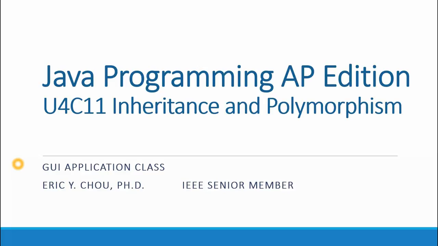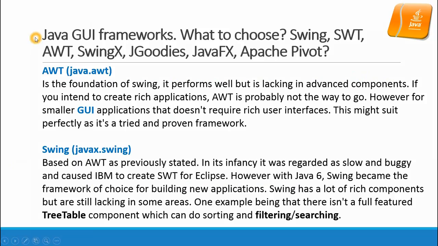In this lecture, I'm going to talk about how to design GUI application classes. First, I'd like to discuss, for so many GUI frameworks in Java, what is appropriate for you to choose. There are Swing, SWT, AWT, SwingX, JGoodies, JavaFX, Apache Pivot. SwingX and JGoodies are not so popular, so we rule them out.